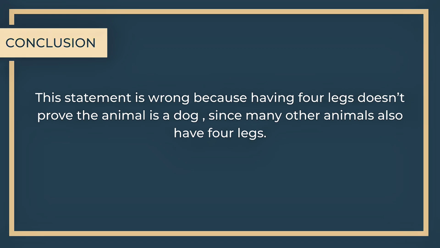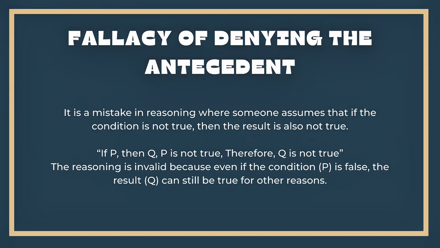The fallacy of denying the antecedent is a mistake in reasoning where someone assumes that if the condition is not true, then the result is also not true. If P, then Q. P is not true, therefore Q is not true. The reasoning is invalid because even if the condition P is false, the result Q can still be true for other reasons.